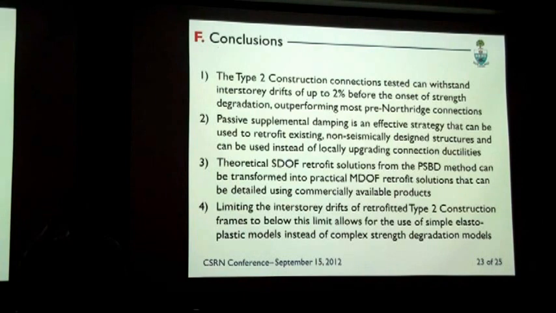Also, the theoretical single degree of freedom solutions proposed by Gray and Kyriakopoulos could be used effectively to retrofit the structure, and we can do all this with commercially available products. And then lastly, limiting the interstory drift of retrofitted type 2 construction frames to below this 2% limit allows you to use simple elastoplastic connection models as opposed to the really intense strength degradation models.